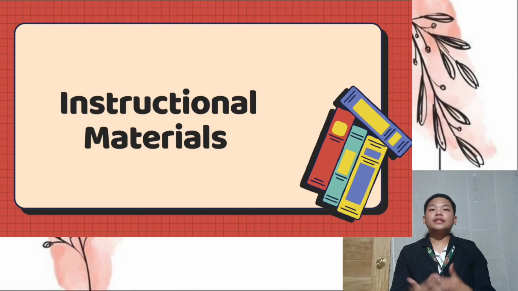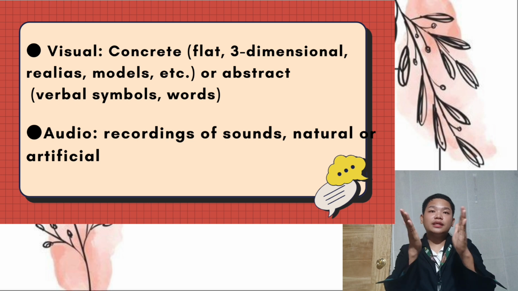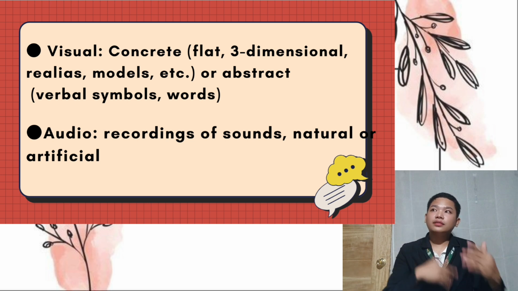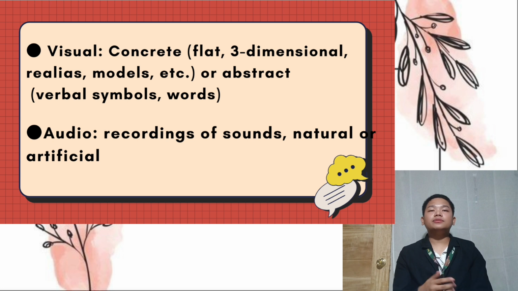Let's explain each type of instructional materials. So first, visual aids. They help students learn by seeing. They can be concrete, like real things you can touch, such as a rock or a model, or abstract, like words or diagrams, such as pictures, charts, videos, maps, etc.